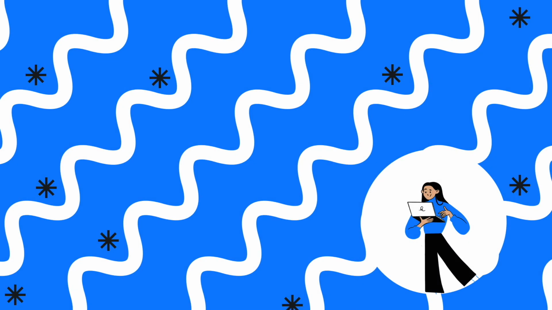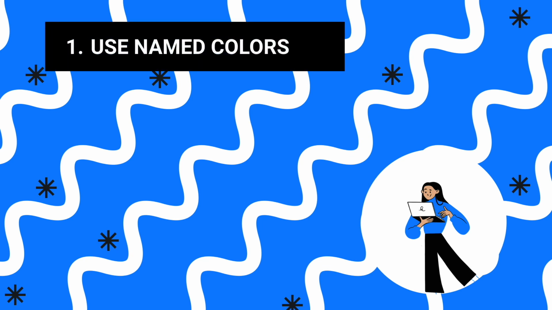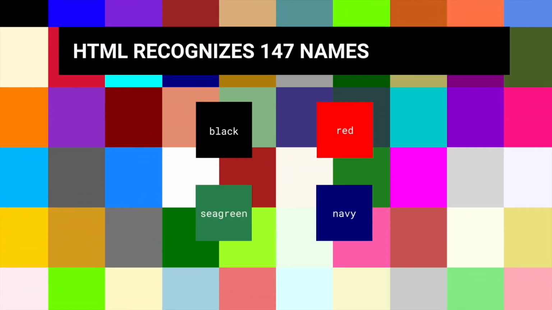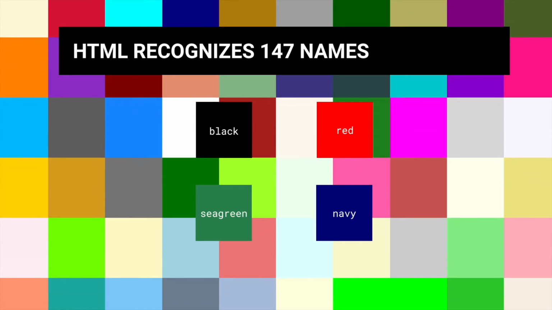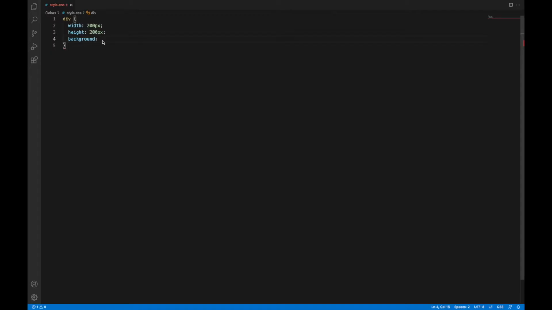Let's go over 3 ways to make colors on a web page. In a few minutes, you'll be well on your way to becoming a coding artist. The first way is to name the color that you want to use. This works a lot of the time as HTML recognizes 147 names like black, red, sea green, and navy. You can use these names to set colors in CSS like this.